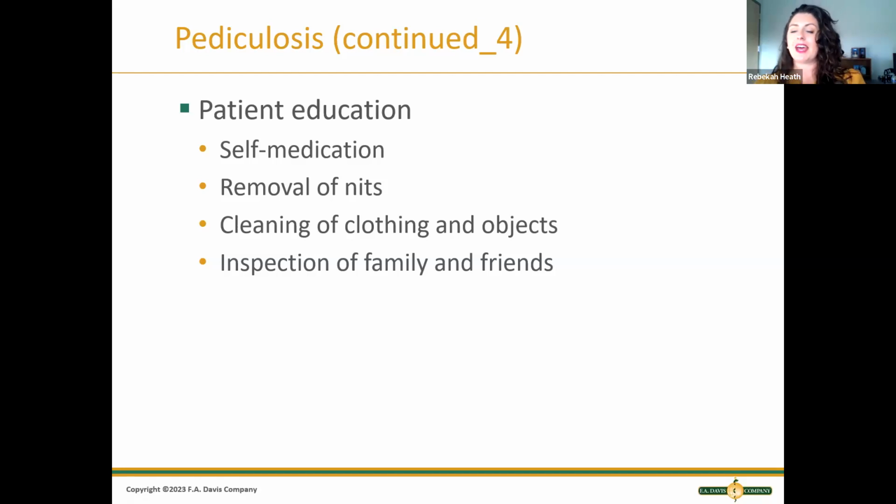Because it is so transmittable, we want to also show them how to check their friends or family, loved ones, to see if they have also got lice, because it's one thing if we treat our patients for lice, and then if we send them back to their families who have lice, they're going to get it again. So we want to really do some kind of community health teaching.